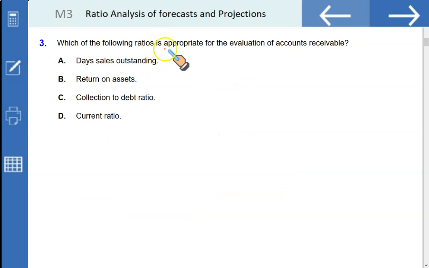Which of the following ratios is appropriate for evaluation of accounts receivable? In reverse order, the current ratio is appropriate for evaluation of liquidity. Collection to debt ratio has nothing to do with the evaluation of accounts receivable. Return on assets is appropriate for the evaluation of profitability, return on the total assets, but not the evaluation of accounts receivable. That is it. Days sales outstanding, how long your customers take to pay you, or how many days your sales remain outstanding in the form of accounts receivable, that is the right option, A.